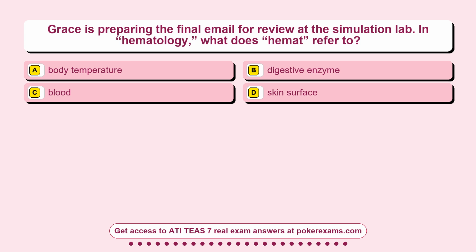In hematology, what does "hemat" refer to? Option A, body temperature. Option B, digestive enzyme. Option C, blood. Option D, skin surface. The correct answer is option C, blood.